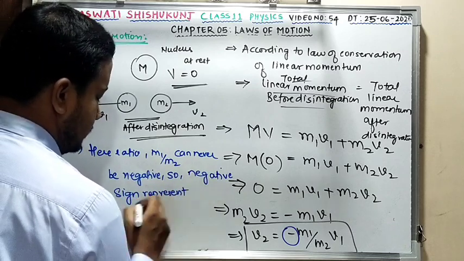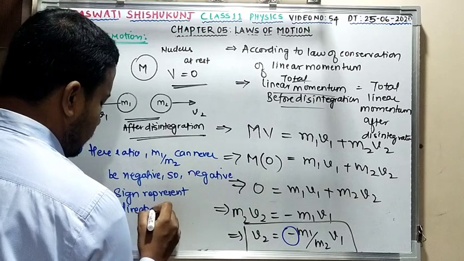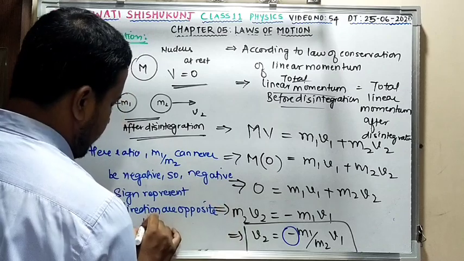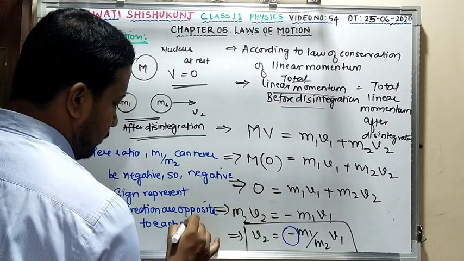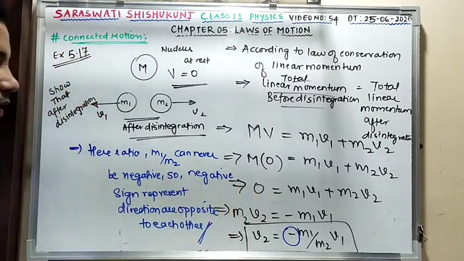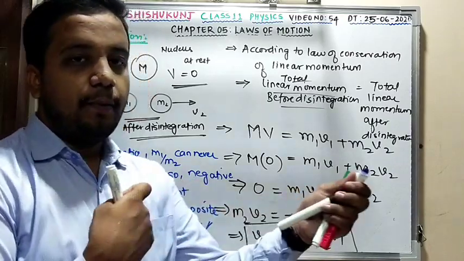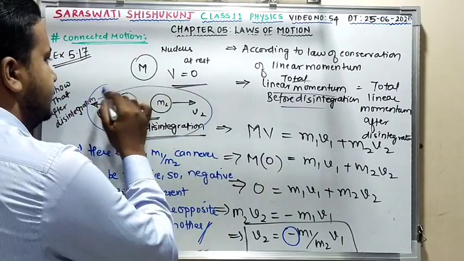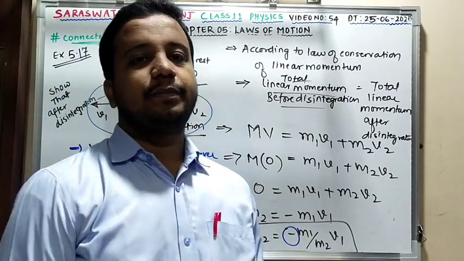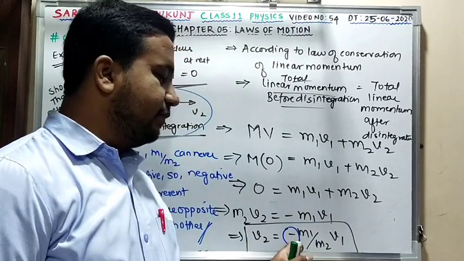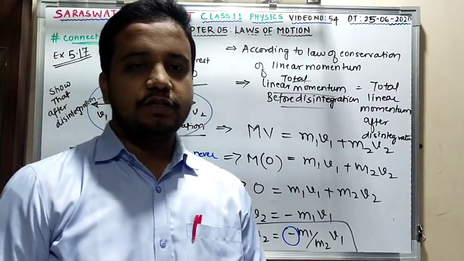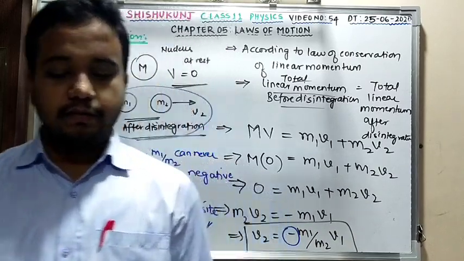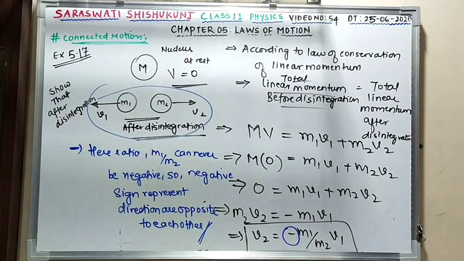Directions are opposite to each other. Hope it is clear. This negative sign represents that V1 and V2 are opposite. Opposite means they are moving in opposite directions. Hence I have proved that after disintegration, both the particles will move in opposite directions, from this negative sign. Because their velocity, one is positive, one is negative, means negative shows the direction is opposite. Clear? 100%? Very good. Moving ahead.